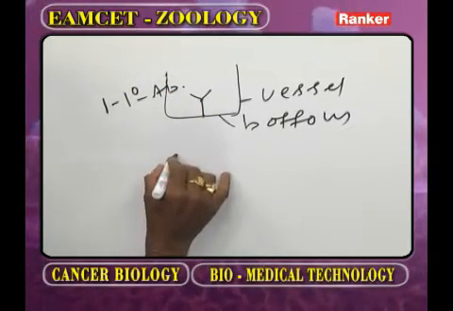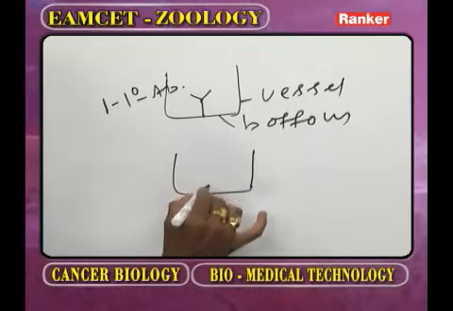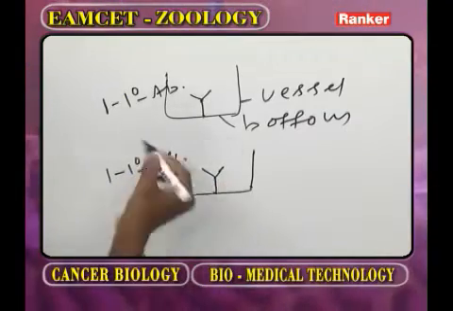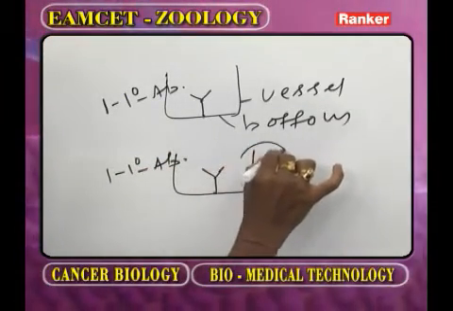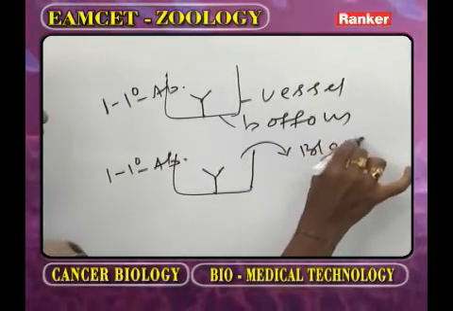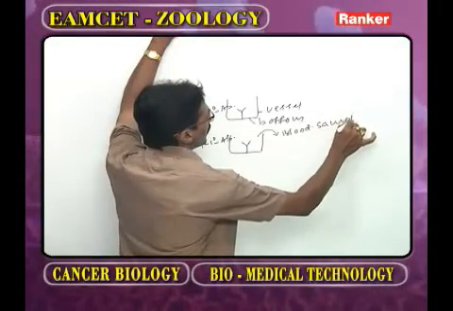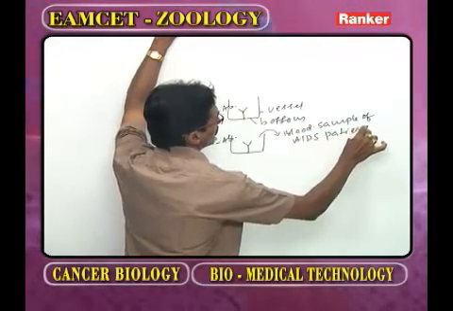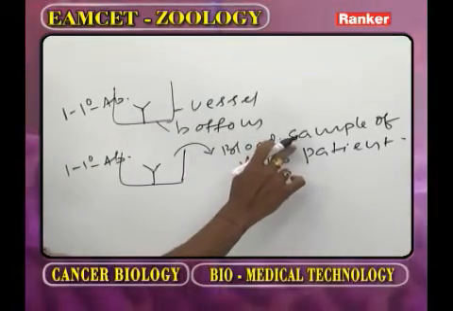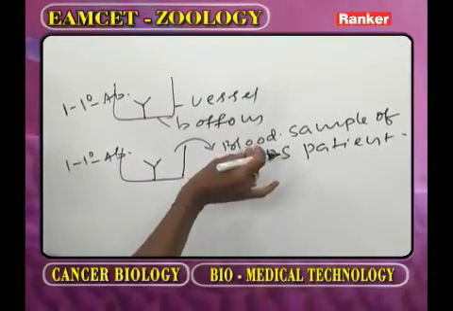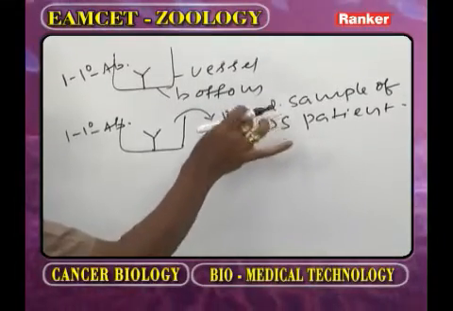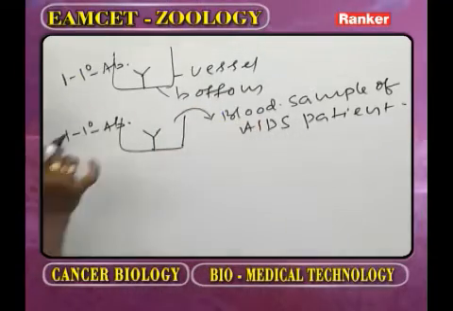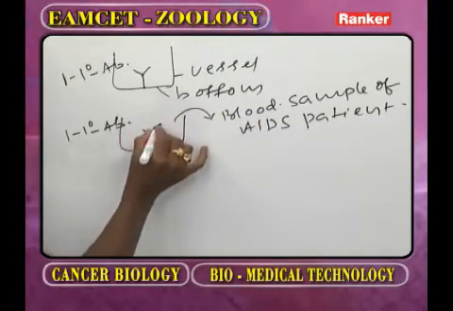This is the first dose of primary antibody. Now we add the blood sample of the AIDS patient. Suppose the person has been suffering from AIDS. Now his blood sample is added. If he has been suffering from AIDS, the antigen is present in his blood plasma.